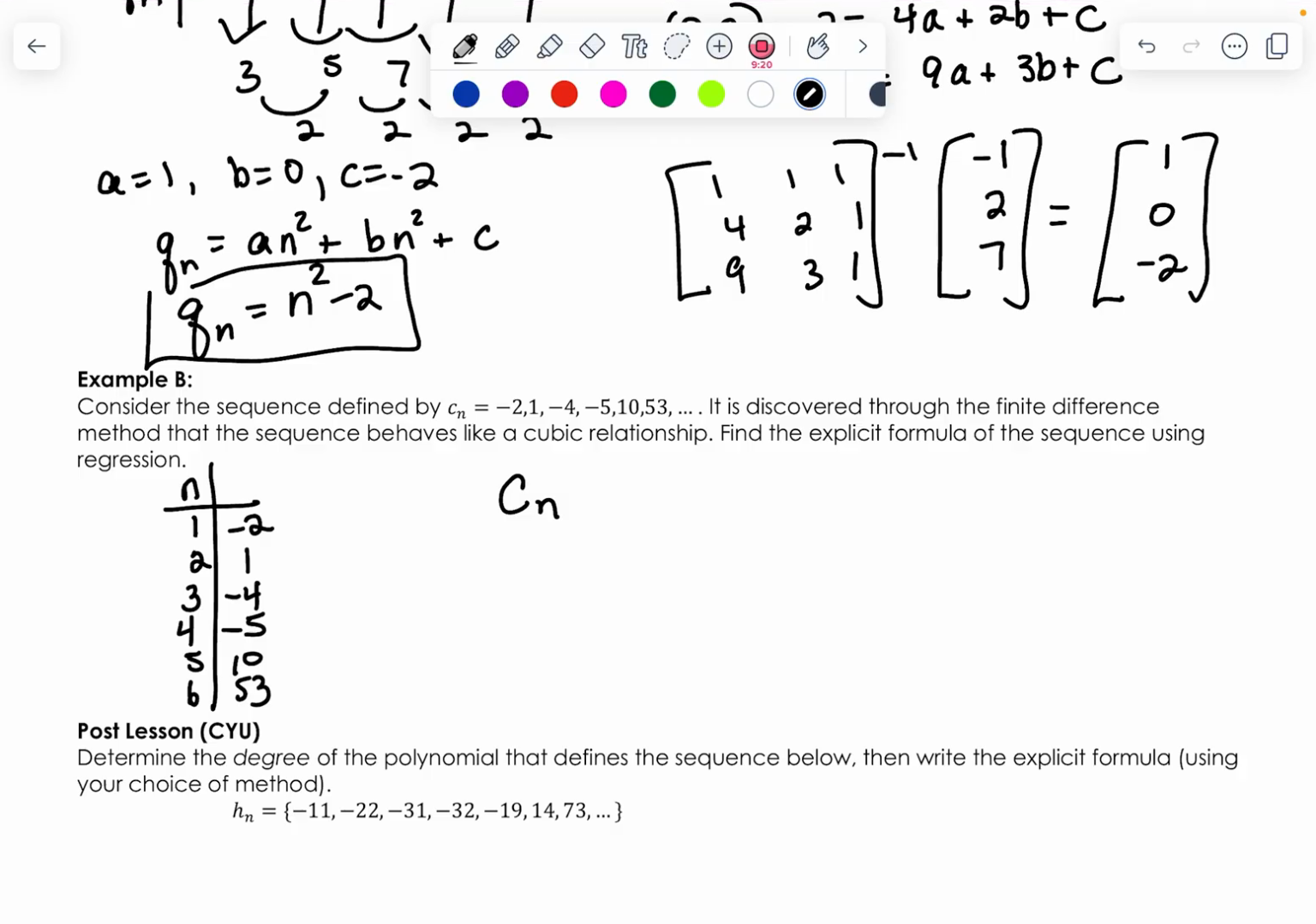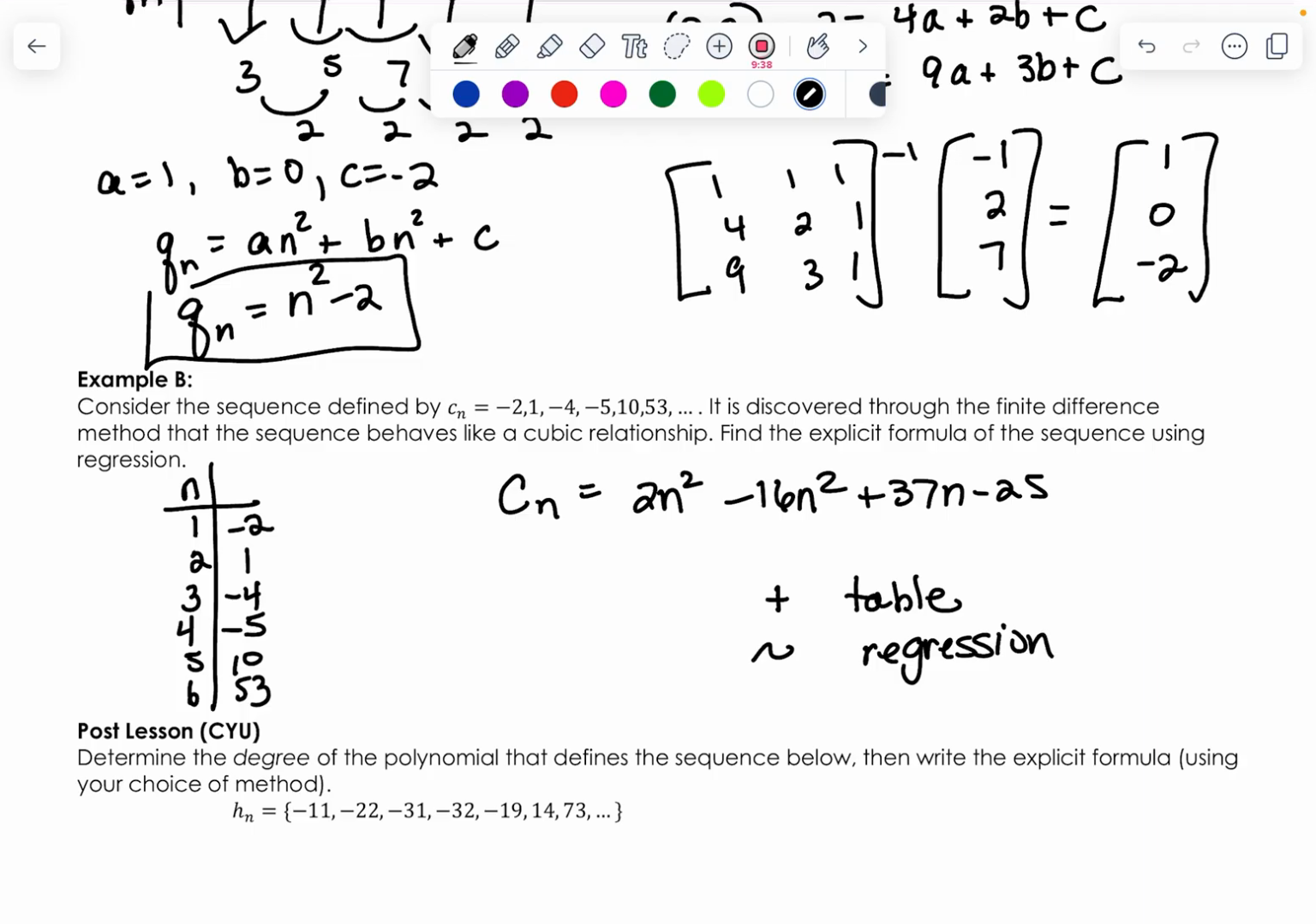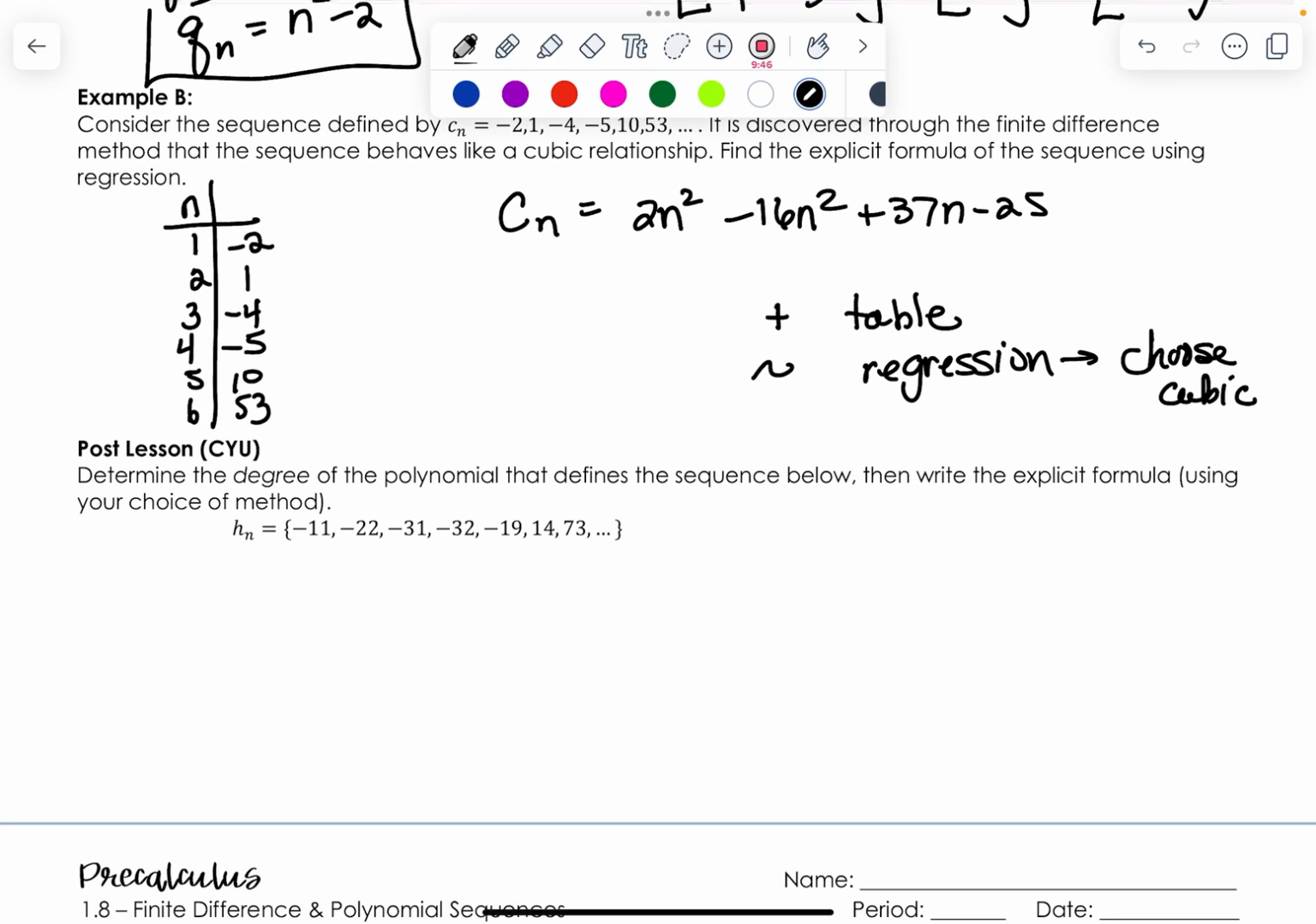Now they're having me use C sub n, so I am going to use n instead of an x, okay? So you hit the plus sign, creates the table, and then you do that wiggle, and that does regression. And in this one, you choose cubic. All right, if you want to try this one, I'm not going to work it out, but if you try it, here's what you should get, whichever method you choose.